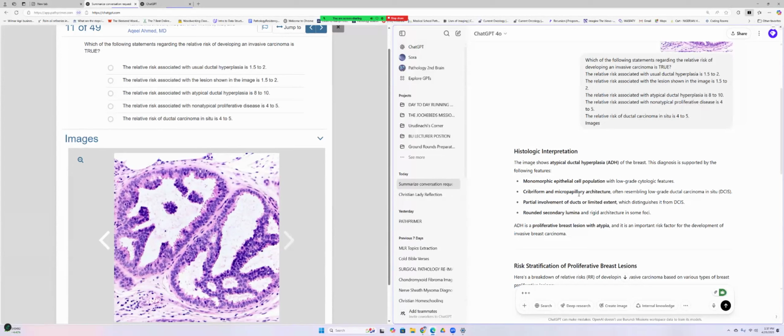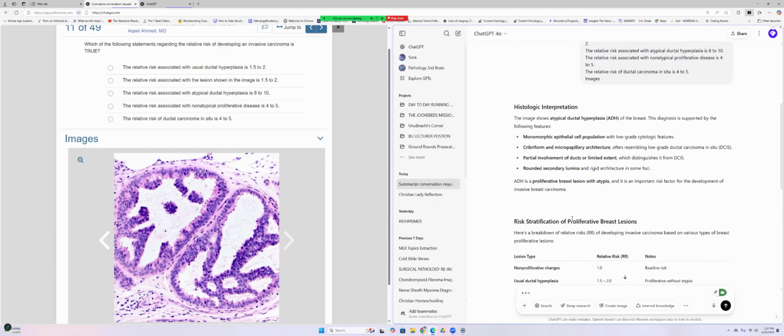A micropapillary architecture resembling low-grade DCIS. Partial involvement of ducts or limited extent, which distinguishes it from DCIS. What they're saying is that some of the ducts were involved, like here. Maybe this place is involved, some other places maybe not. There's partial involvement of the duct. So rounded secondary lumina and rigid architecture are only in foci.